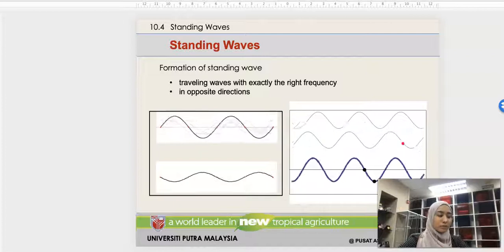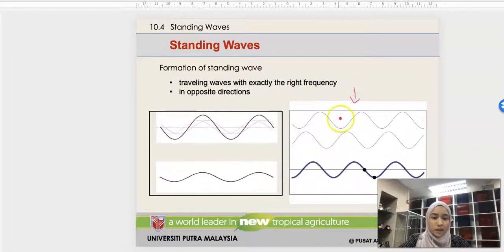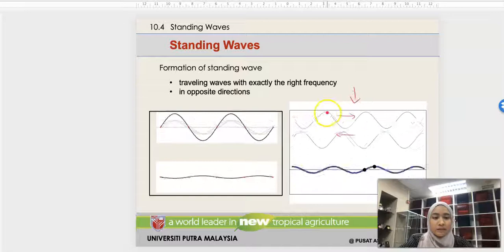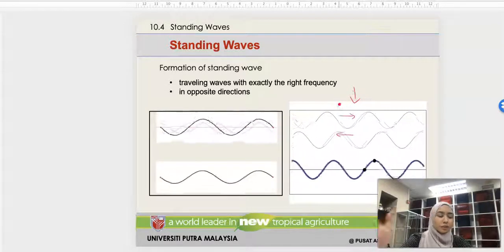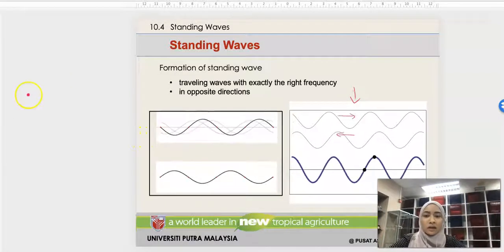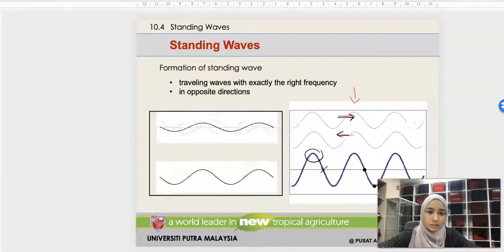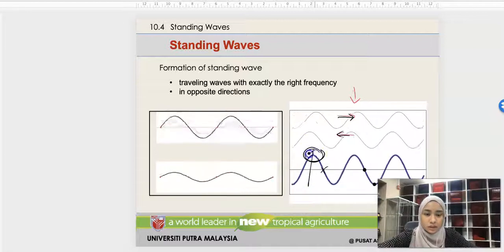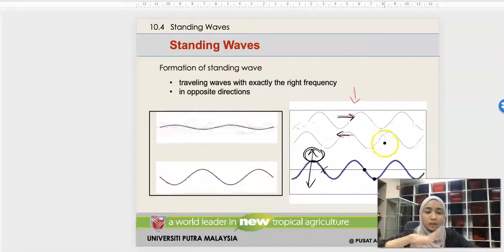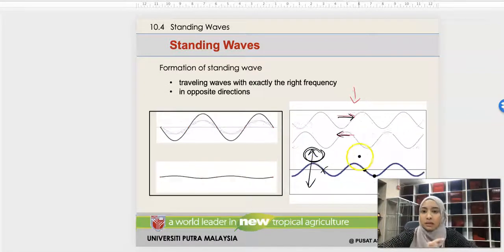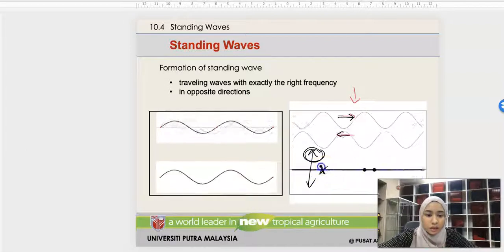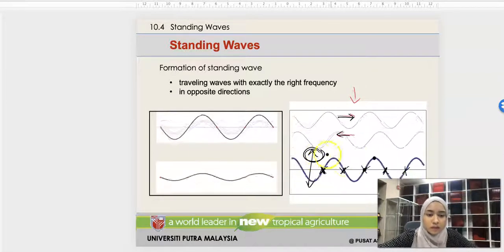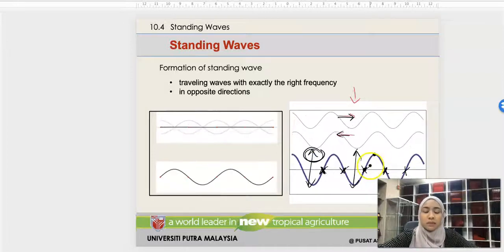So these are a few examples. Let's take a look at this one first. I have one wave going to the right, one wave going to the left. When a maximum overlaps with a maximum, it gives you constructive interference, and then it oscillates up and down. And when a maximum overlaps with a minimum, the net of that wave becomes zero, and it gives us this position. So this is a zero, whereas this one fluctuates between maximum and minimum.